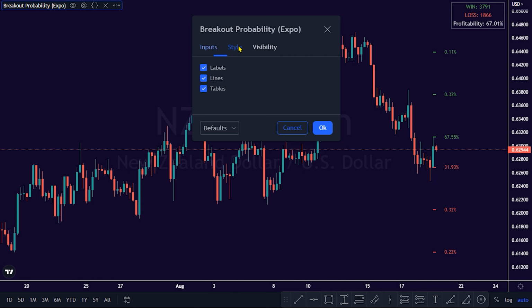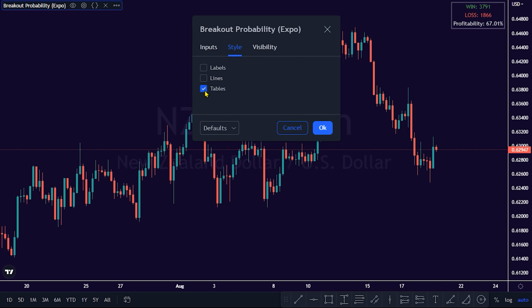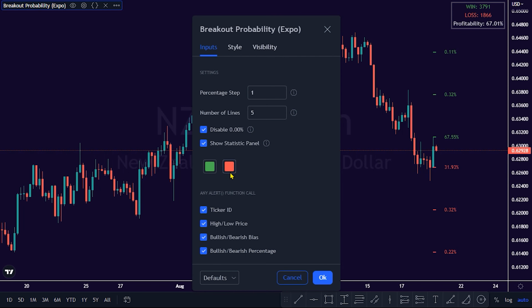Under the style settings, traders can decide to display or hide the labels, lines, and tables parameters on the price chart. Here are the color settings for the display parameters of the indicator. Traders can modify these colors to suit their color of interest.